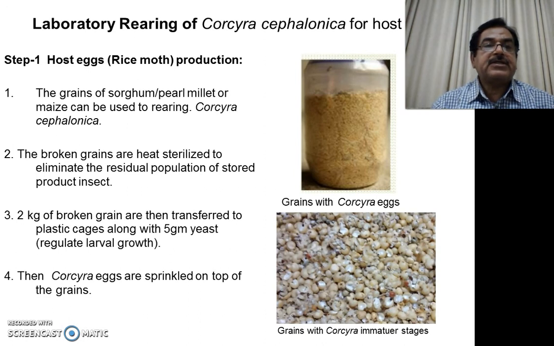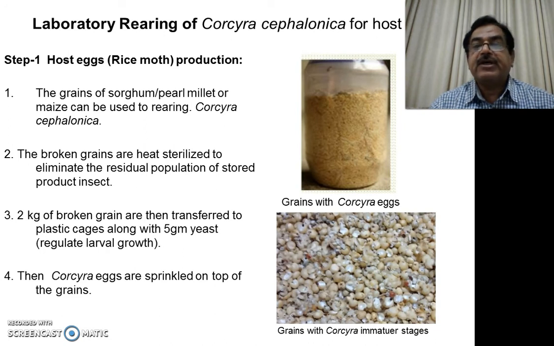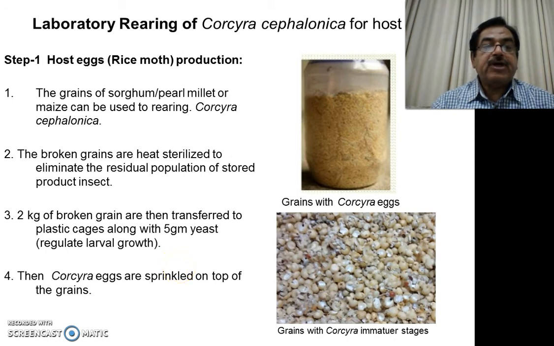Now we will discuss the step number 1, which means host eggs. In this case, we are using rice moth, Corcyra cephalonica eggs for production of host eggs. The grains of sorghum, millet, or maize can be used for rearing Corcyra cephalonica in laboratory. The broken grains are heat sterilized to eliminate the residual population of stored product insects. Then 2 kg of broken grains are transferred to plastic cages along with 5 kg yeast to regulate larval growth.